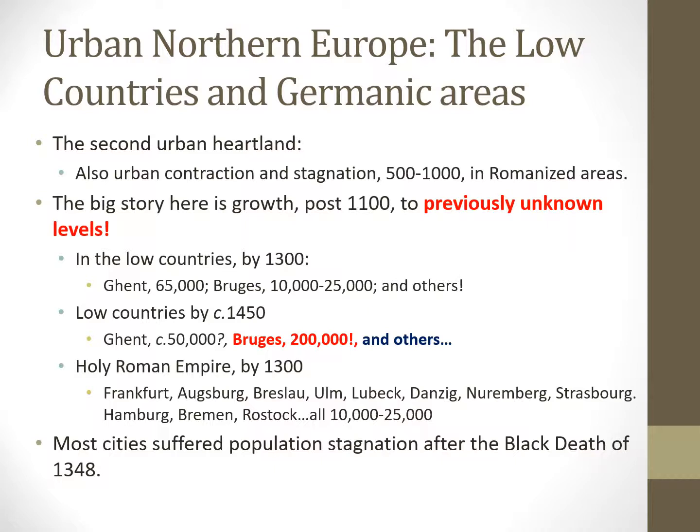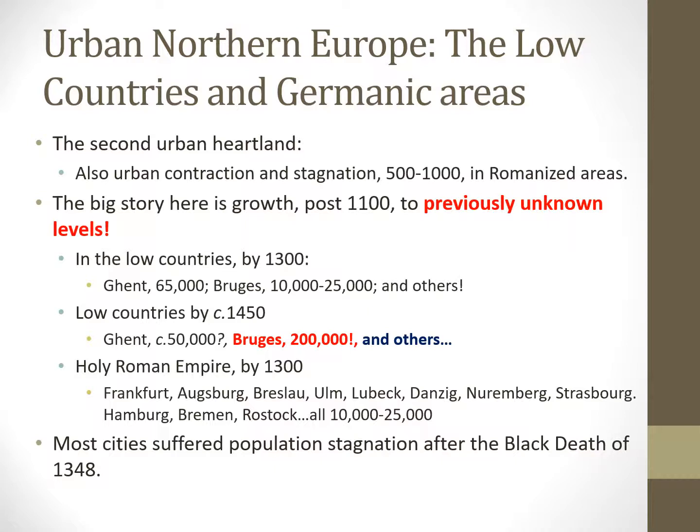If we look at the Holy Roman Empire, again, this is what we now call Germany, and we're focusing here mostly on Westphalia, the kind of industrialized western heartland of modern Germany. We see by the year 1300, Frankfurt, Augsburg, Breslau, Ulm, Lübeck, Danzig. We'll come back to Gdansk, to Danzig in a bit. Nuremberg, Strasbourg, Hamburg, Bremen, Rostock. They all have 10 to 25,000.